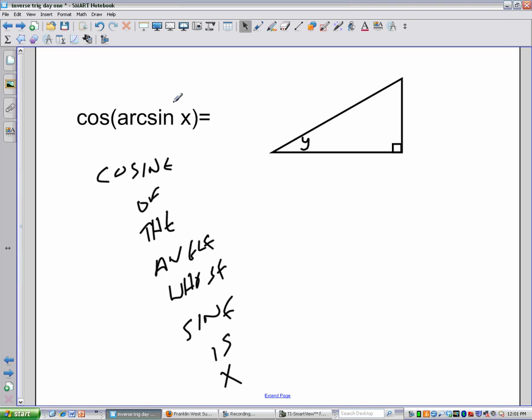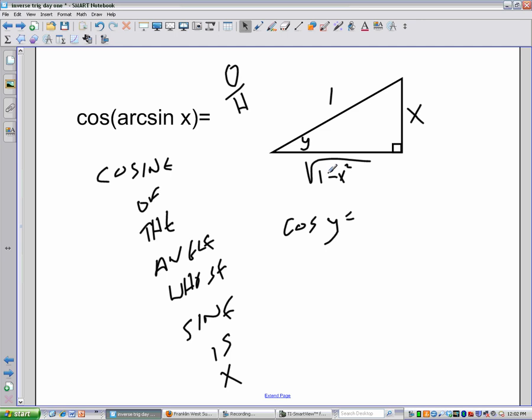When we're talking about the sine, we're talking about the ratio of the opposite to the hypotenuse. So the ratio of the opposite side from y to the hypotenuse is x. So the way we get that is opposite side is x, hypotenuse is 1. X divided by 1 is x. Then we need to figure out our third side. We use the Pythagorean theorem to come up with the third side being the square root of 1 minus x squared. Okay?